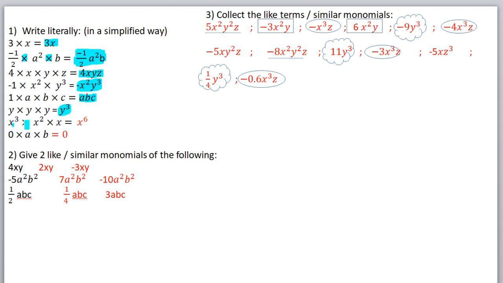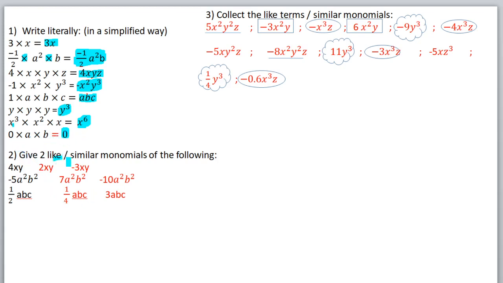So the power is 3, and the power here is 2, and the exponent of x is 1. So 3 plus 2 plus 1 is 6. So x to the power 6. 0 times a times b times anything, you'll get 0. Also, we talked about 0.